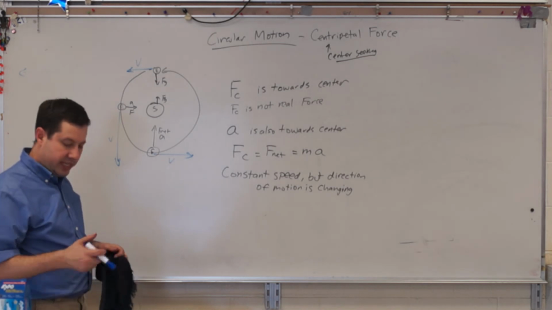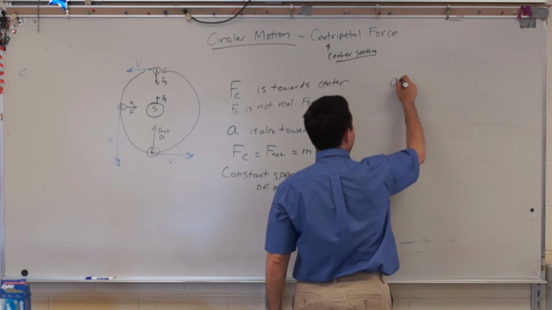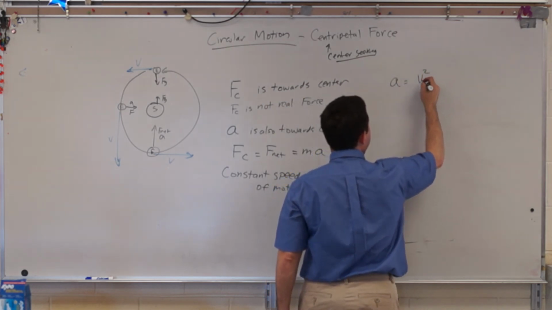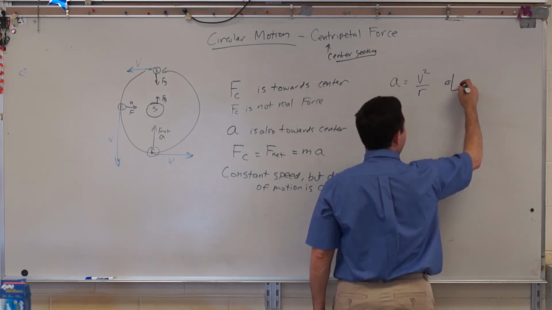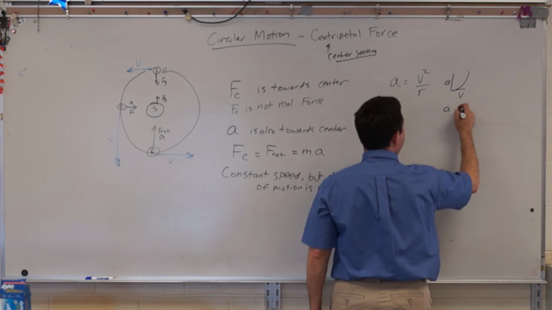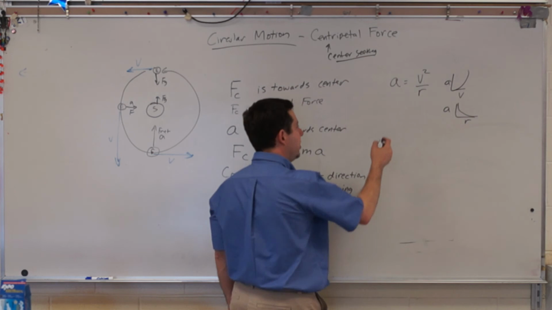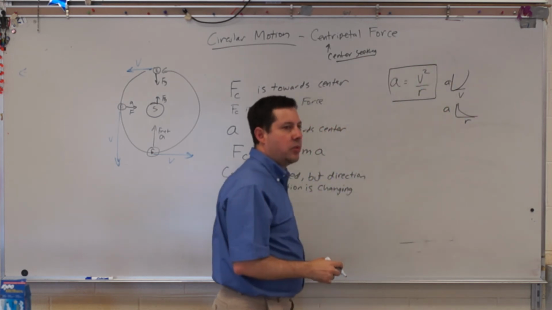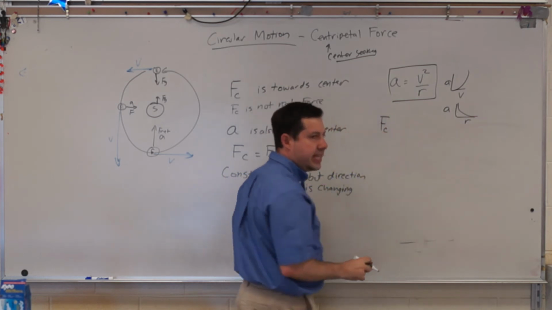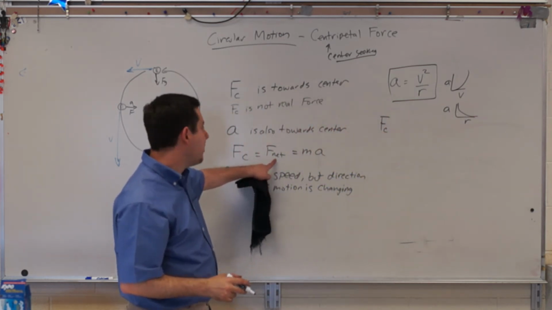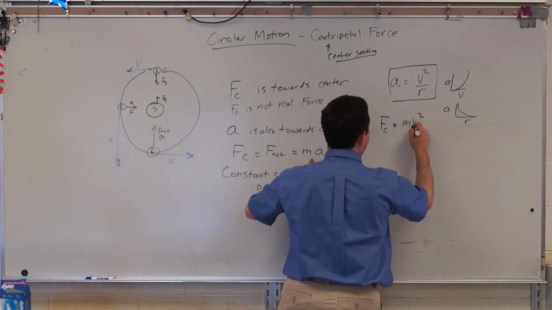Now, last thing that we need to get to is some of the mathematical stuff, looking at your acceleration. So the acceleration is equal to v squared over r. And I could graph it like a versus v is going to look exponential, a versus r is going to look inverse, etc., etc. But ultimately, your acceleration is velocity squared over radius. Now, your centripetal force, as we said, is equal to net force. And net force is just mass times acceleration. So this will be m times v squared over r.